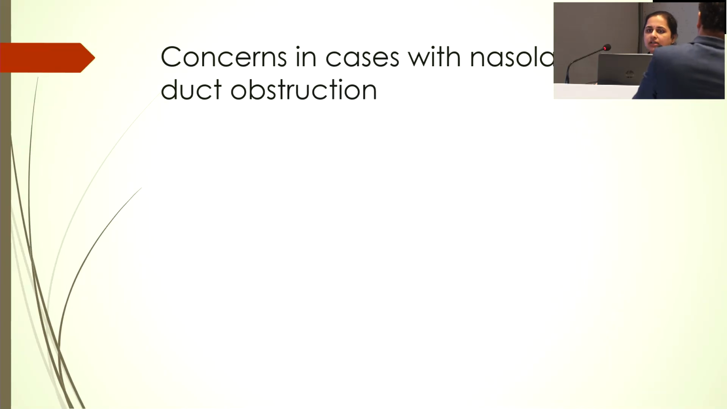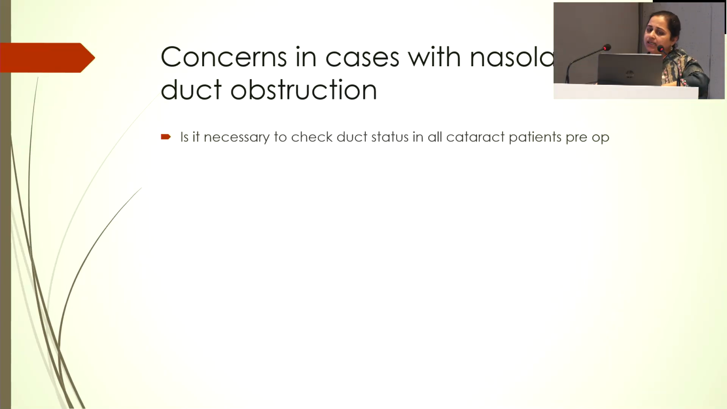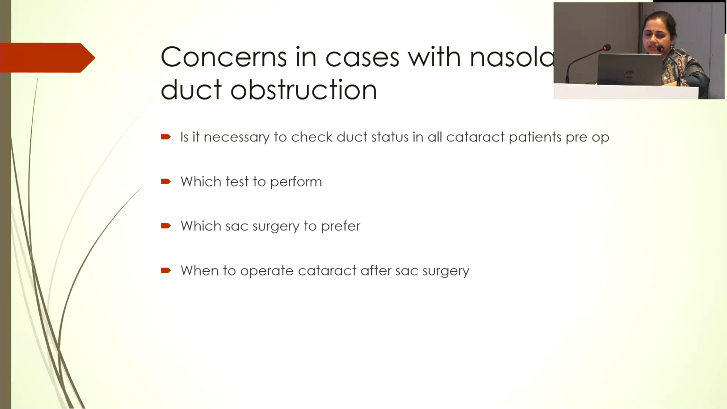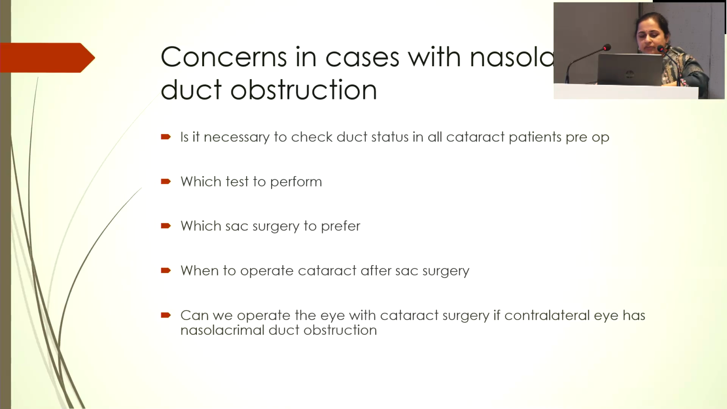So what are our basic concerns in cases with NLD obstruction? Is it necessary to check duct status or NLD status in all cataract patients pre-op? Which test to perform? Which sac surgery to prefer in cases of NLD obstruction with cataract before cataract surgery? When to operate cataract after the sac surgery? What should be the duration in between two surgeries? And can we operate the eye with cataract surgery if the contralateral eye has an NLD obstruction?